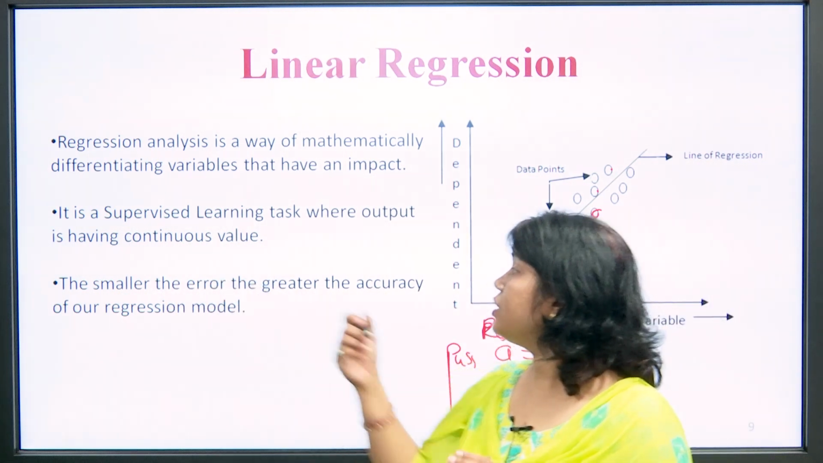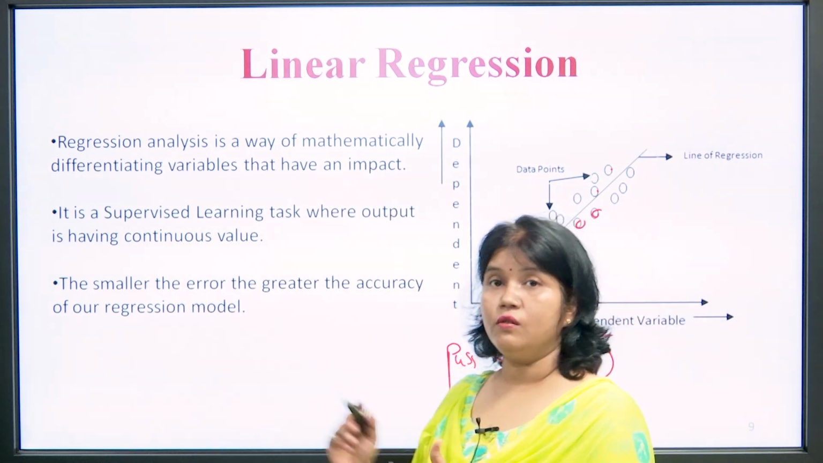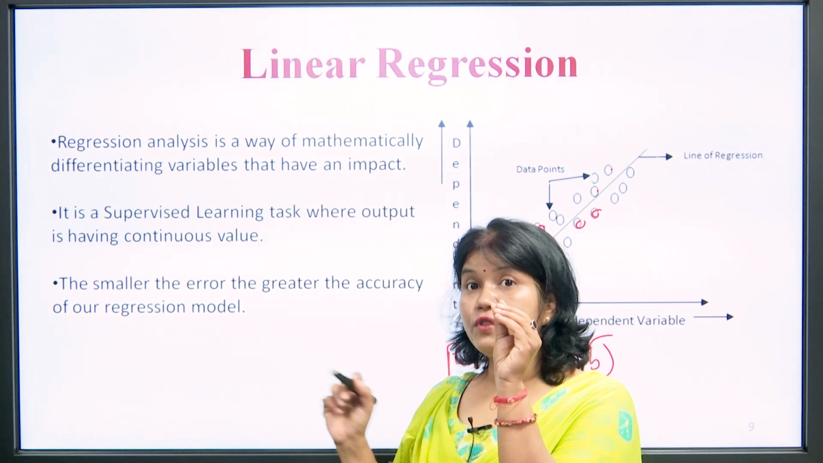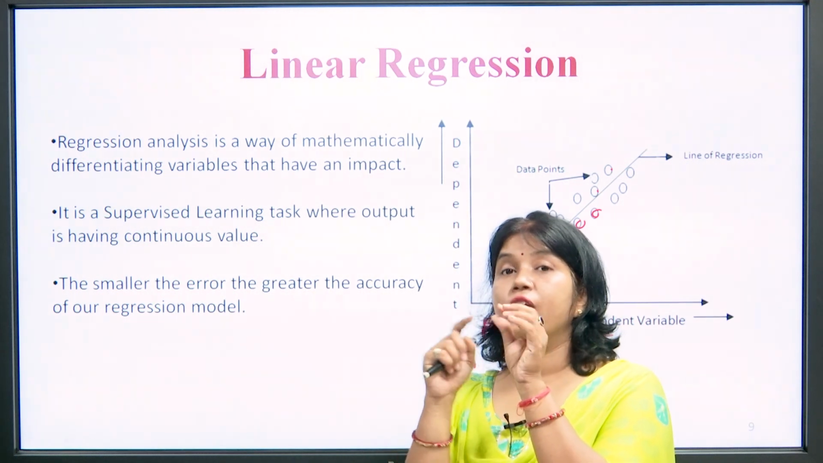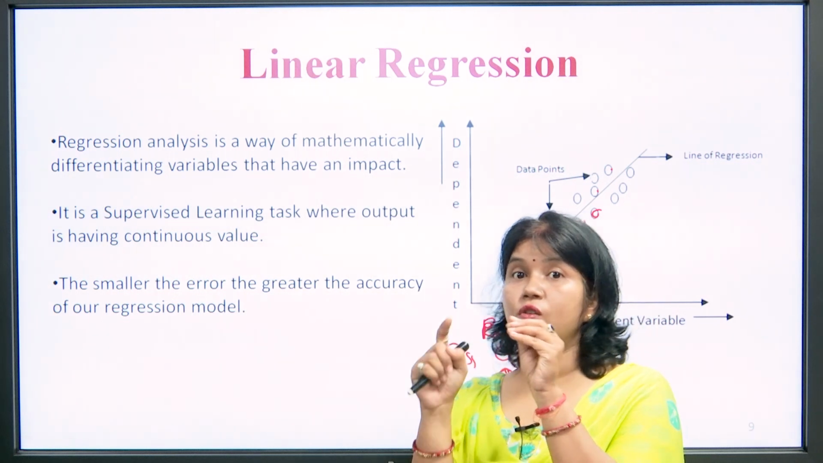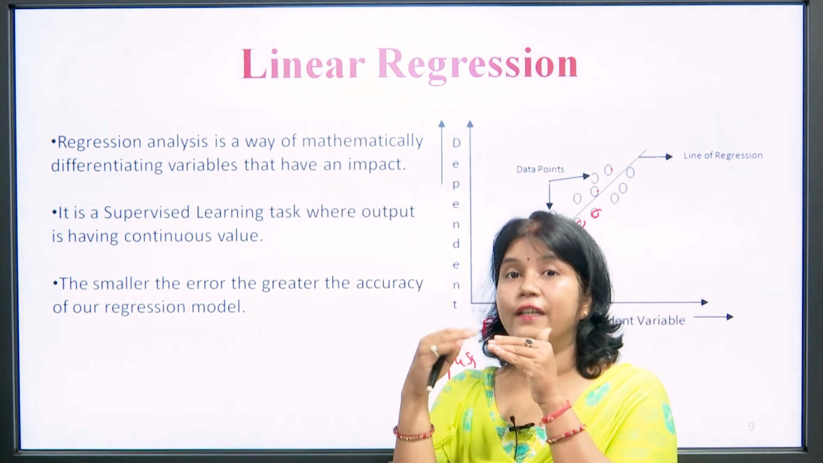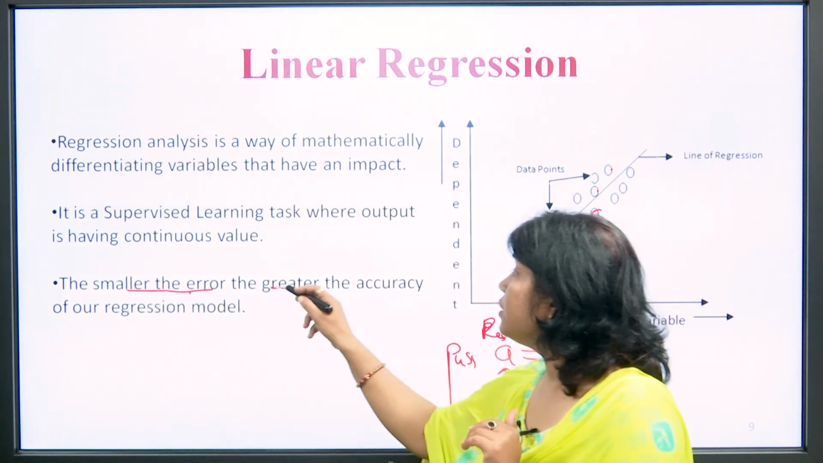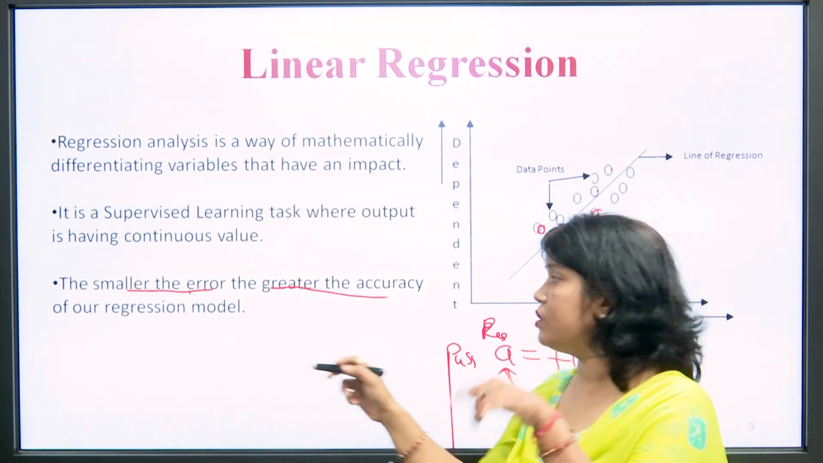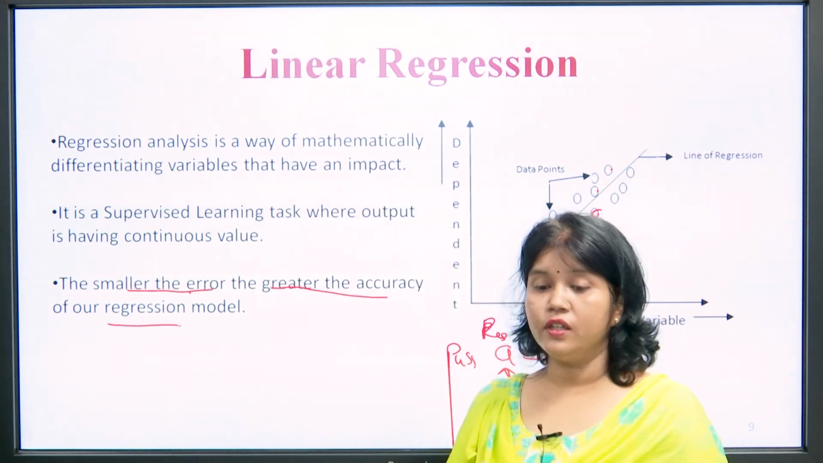So, the smaller the error, the greater the accuracy, okay. If you have a smaller error, for those who have got 90 marks out of 100 and those who have 70 marks out of 100, 90 marks is very much close. So, the smaller the error, the greater the accuracy in the regression model.